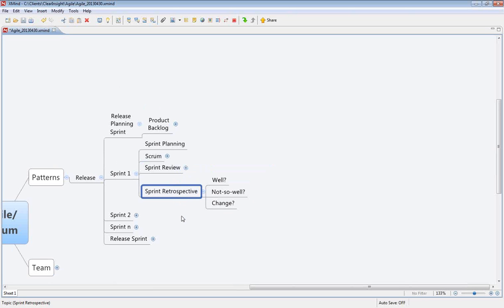And that helps us. That's the same approach here as in a sprint retrospective. At the end of every sprint, we ask 3 simple questions. What do we do well? What do we do not so well? And what do we want to change?